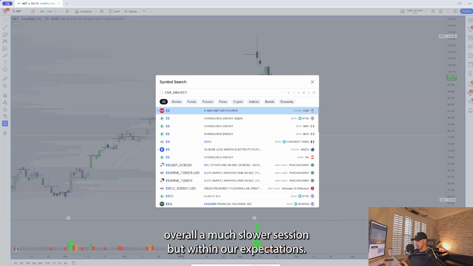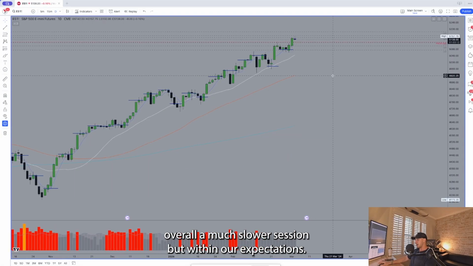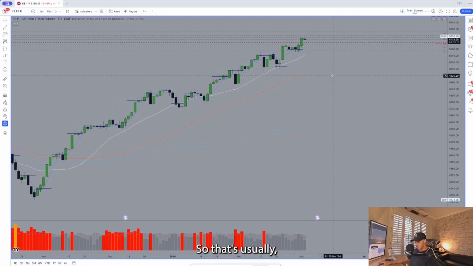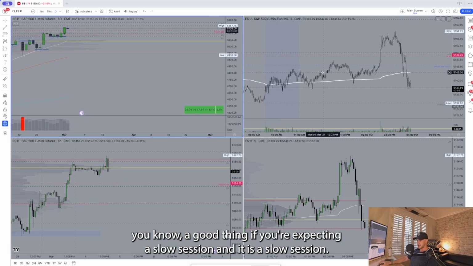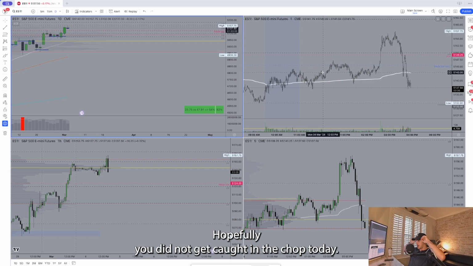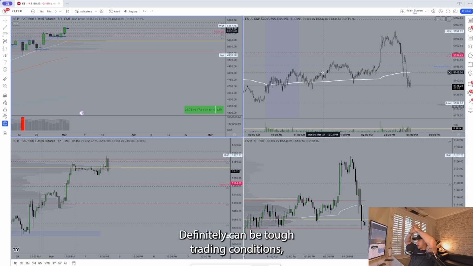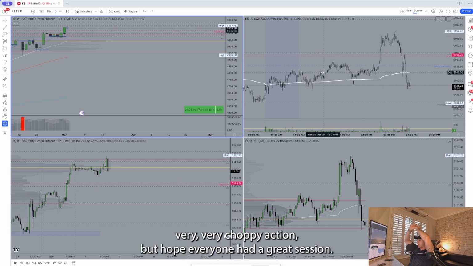Overall, much slower session, but within our expectations. So that's usually a good thing. If you're expecting a slow session, and it is a slow session, hopefully you did not get caught in the chop today. Definitely can be tough trading conditions, very, very choppy action. But hope everyone had a great session.